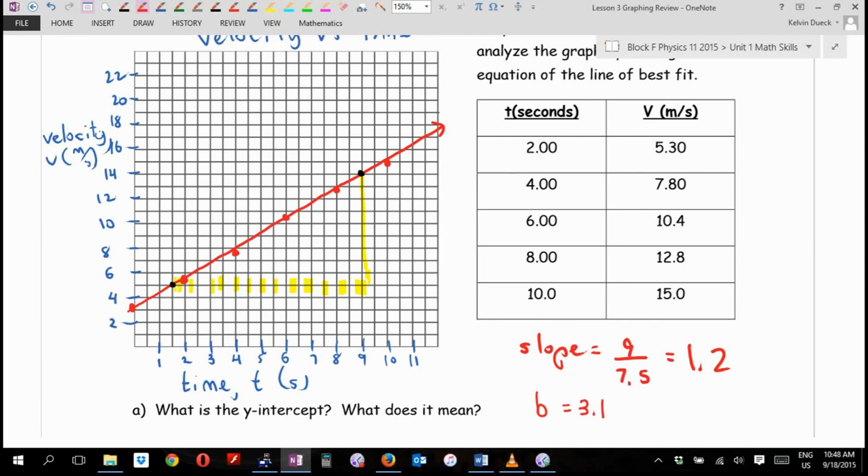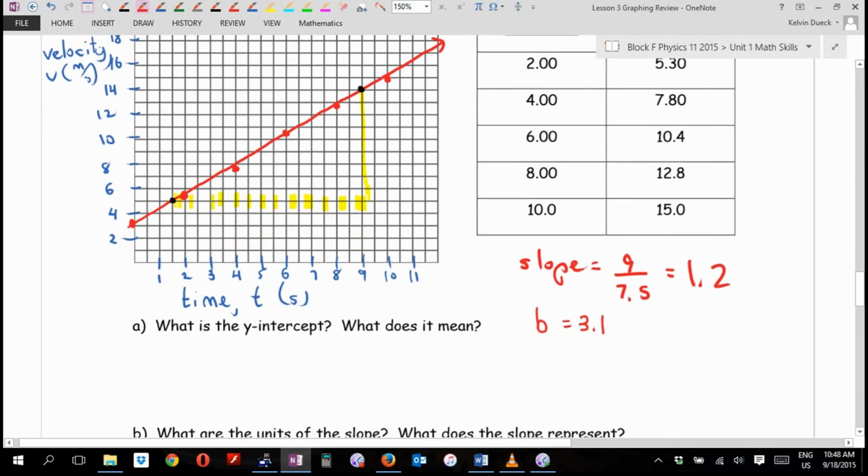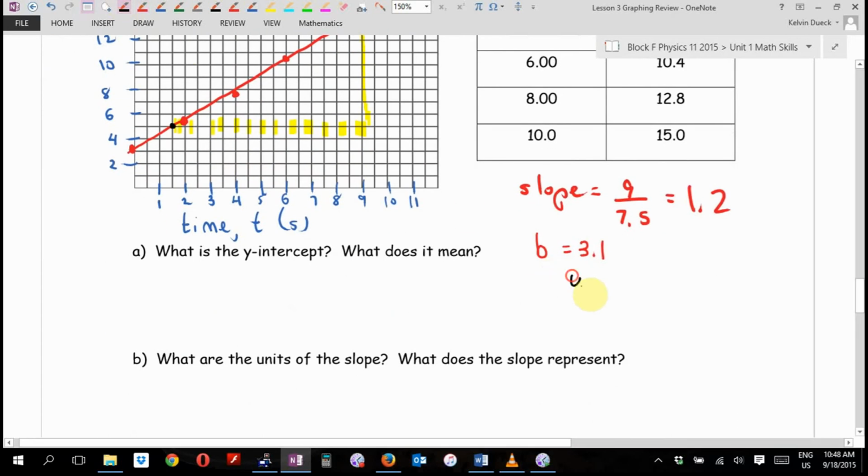The instructions said analyze the graph. Done. Write the equation of the best fit. Here we go. So we're going to use this as a template. Y equals mx plus b.